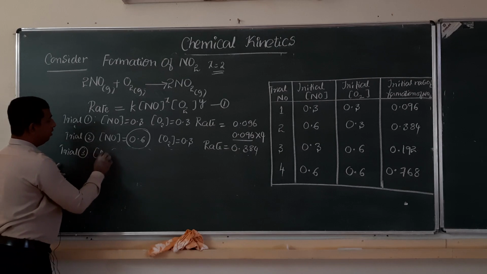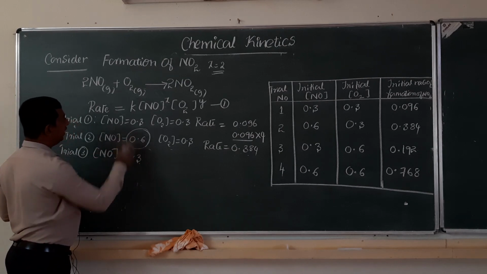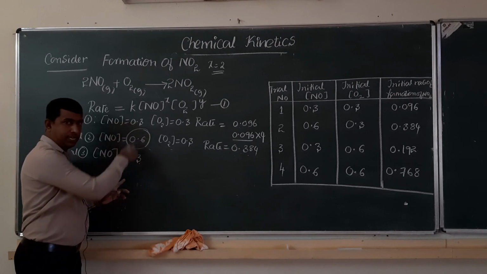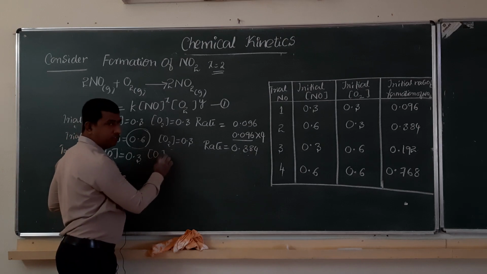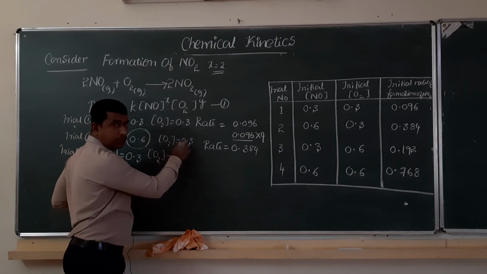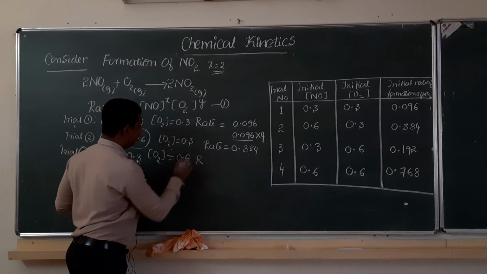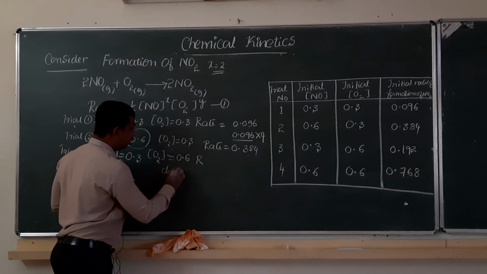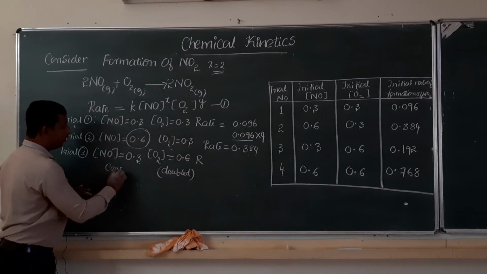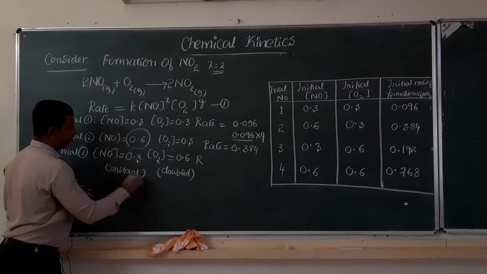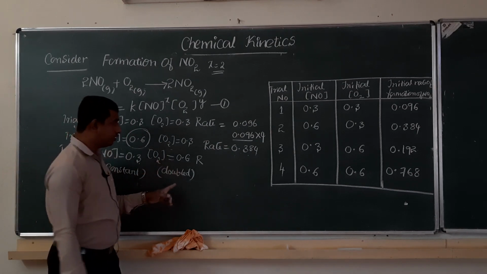See, the third trial. Concentration of NO is retained as it is. Initially it was 0.3, now it is also 0.3 only. Now what about the concentration of O2? It was 0.3 in the beginning, now it is 0.6, that is, the concentration of O2 is doubled. Concentration of NO is kept constant. Concentration of O2 is double.